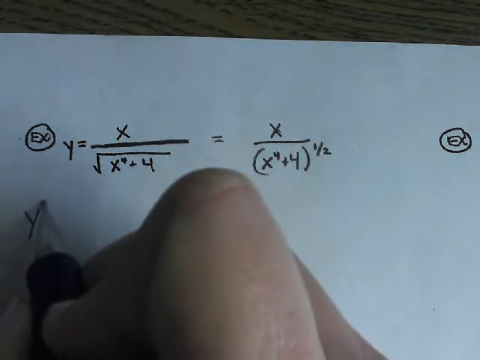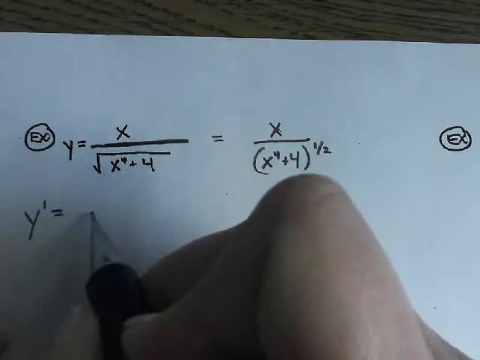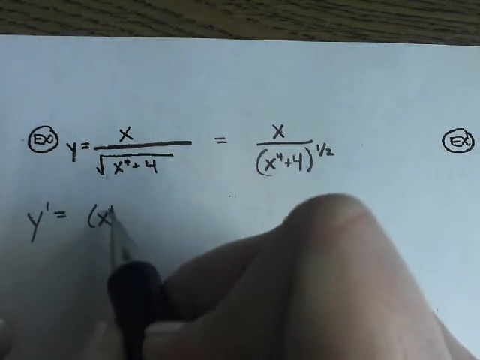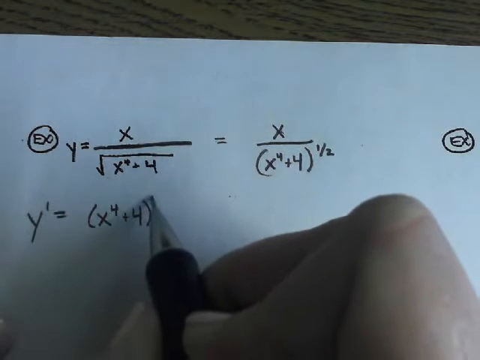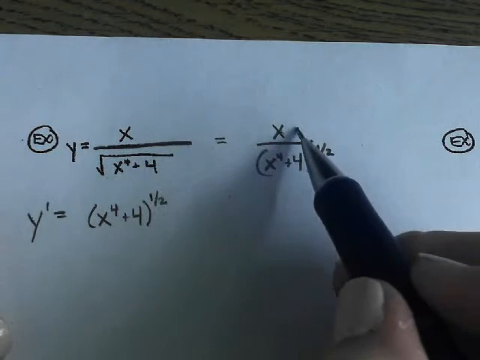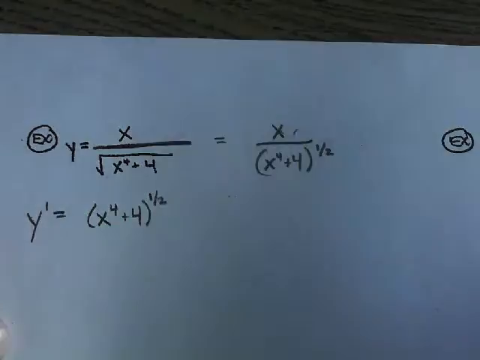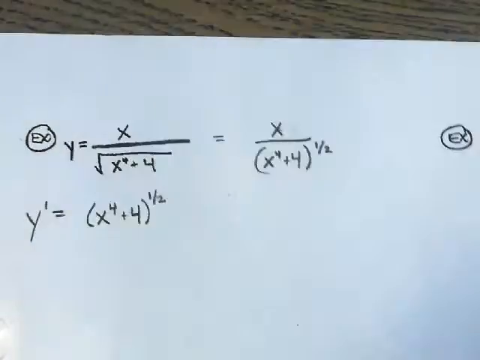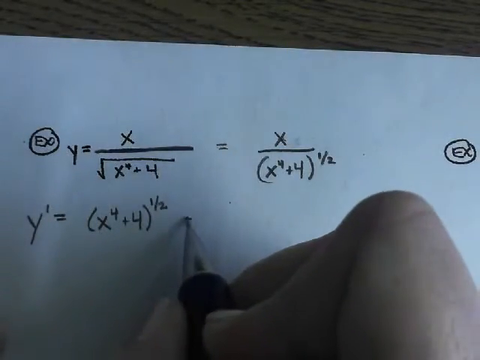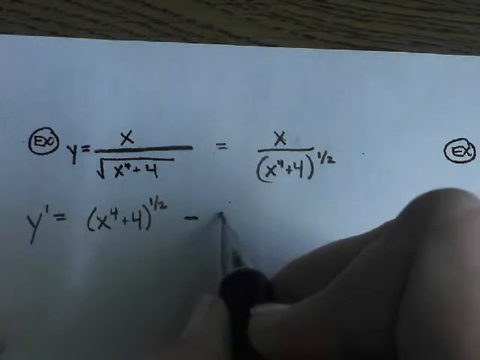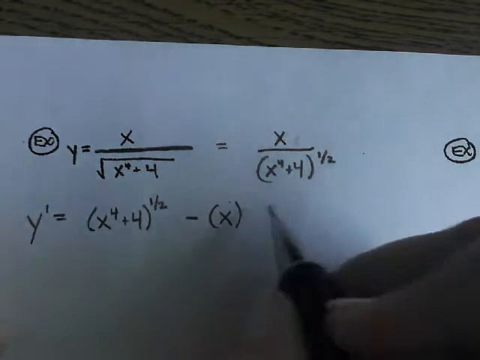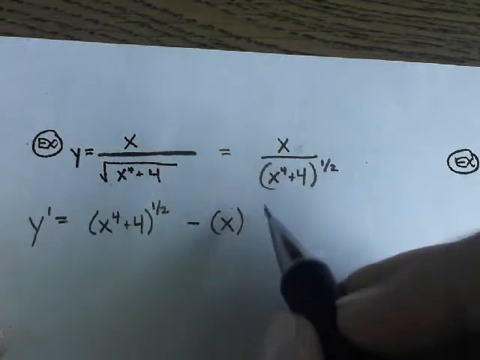So that's my bottom times the derivative of the top. And the derivative of the top is just 1, so I'm not even going to write that. Minus the top times the derivative of the bottom. So that's going to require the power and chain.